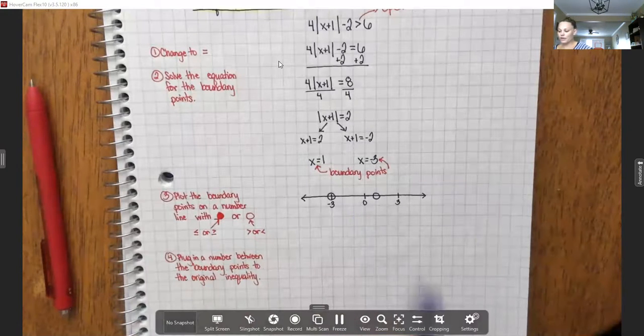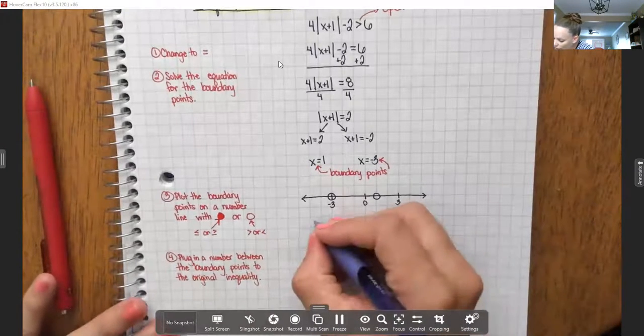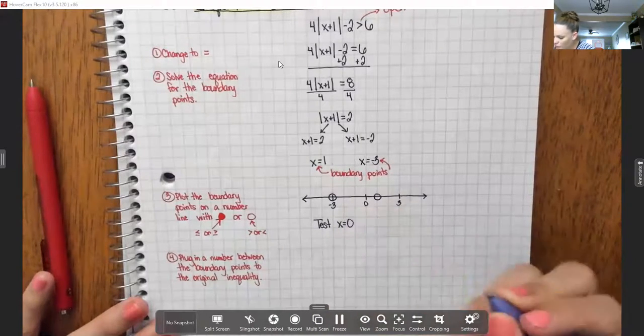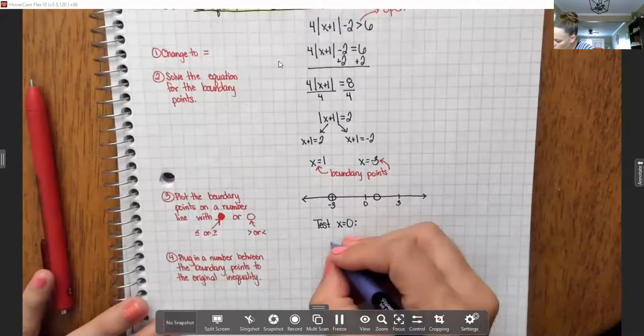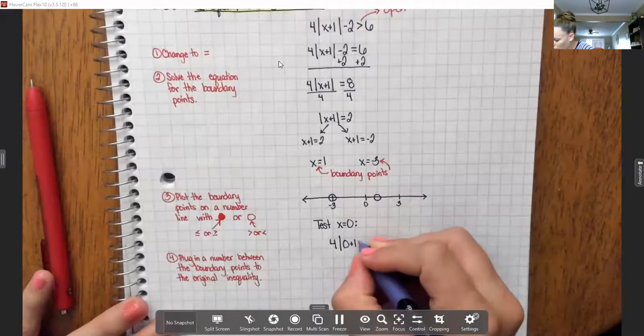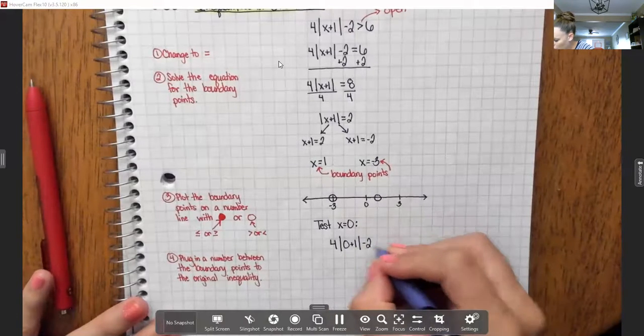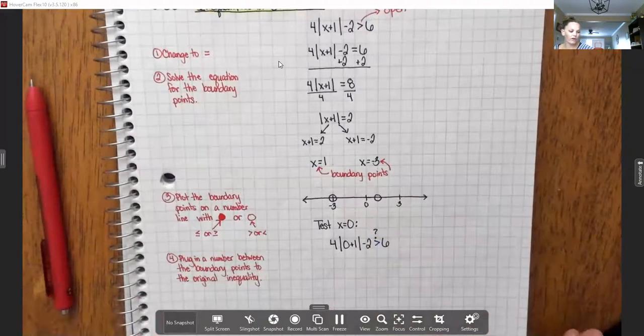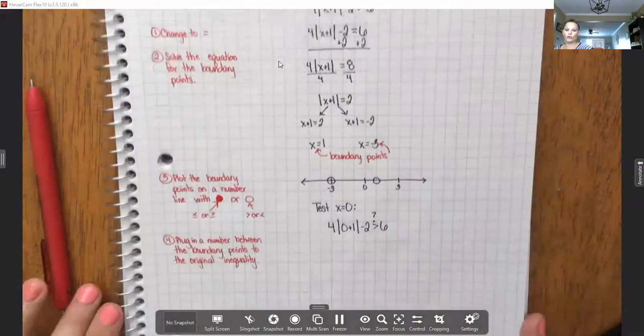0's in the middle, so I think 0 is an easy point to test. So if we test x equals 0, 4 times the absolute value of 0 plus 1 minus 2 is greater than 6. This is a question. We are testing this. We want to know, is this true or false?